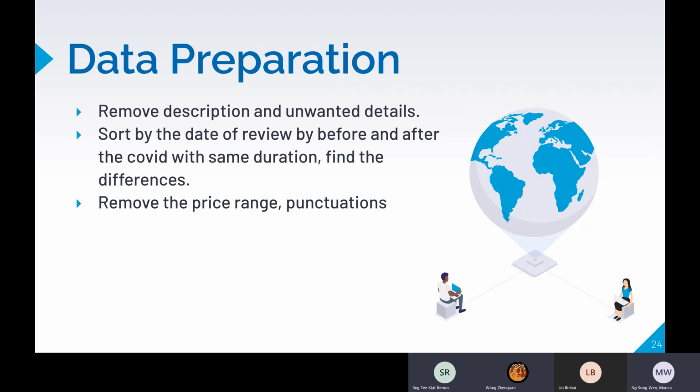For data preparation, you can see there are a lot of descriptions that need to be tidied up before we can actually analyze the data set. For example, we need to remove all the unwanted details, sort by the date of reviews, before and after COVID with the same duration, and find the differences in the quantity sold. Price range is another challenge that we face, because there is a highest price and lowest price, which is the price before discount and after.